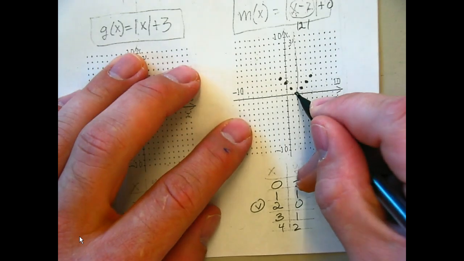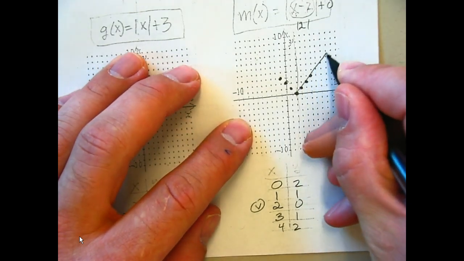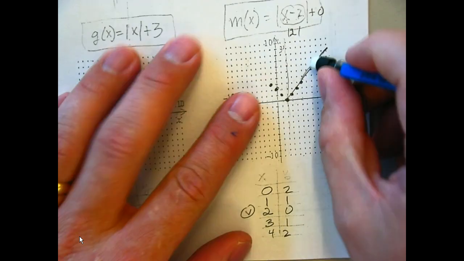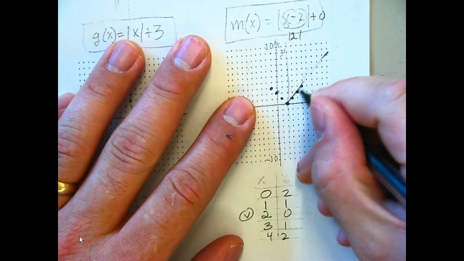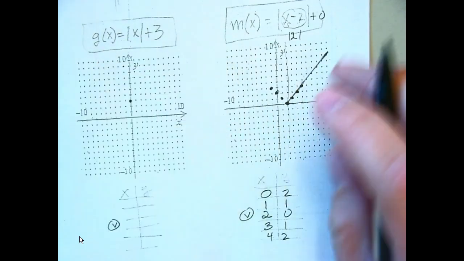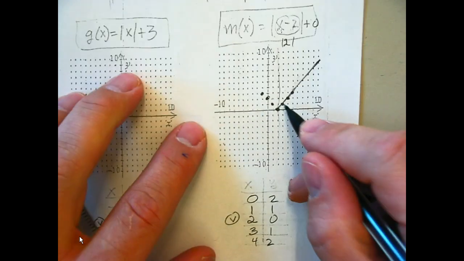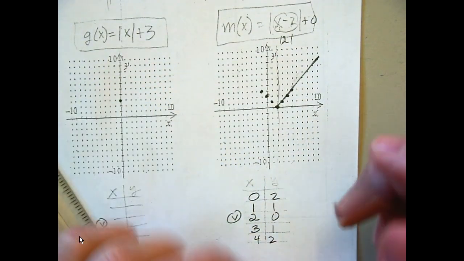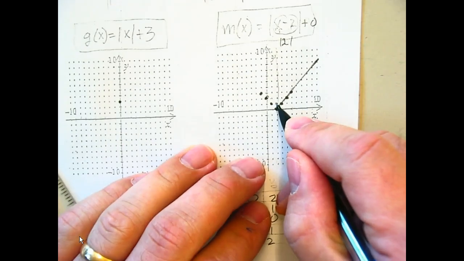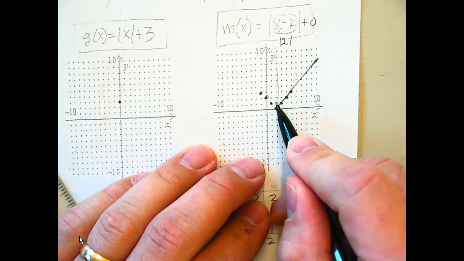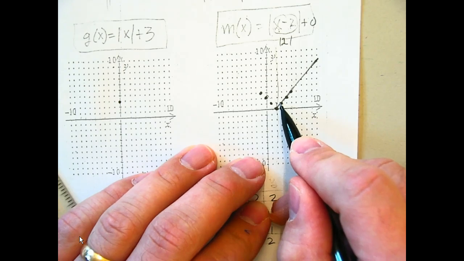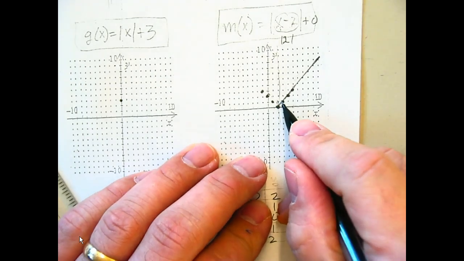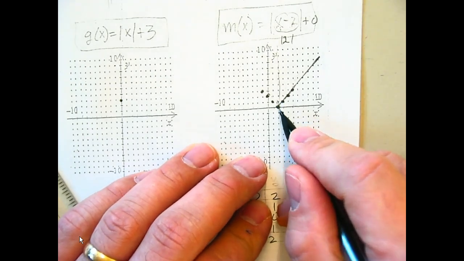Okay, tell your neighbor what the slope of this line is right here. 1 over 1. All right, Vincent, what's the slope of that line right there? How much do I rise? 1. How much do I run? 1. So up 1 over 1, what's that slope? 1. So slope is 1.